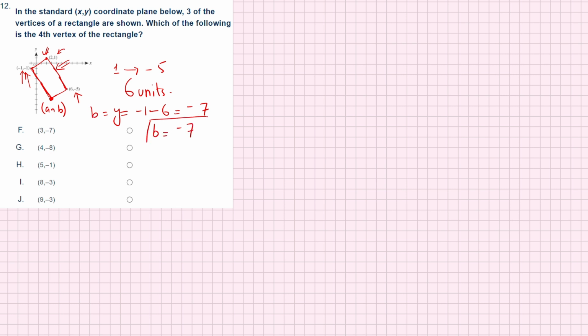So if you can see here, there is just one point in which the y value is -7, and in this F option we have the x value as 3. You can see that it is lying somewhere around 3, right? So we can say that this coordinate point can be our answer, because it gives us a very logical answer. So we can say that (3, -7) is the fourth vertex of the rectangle.